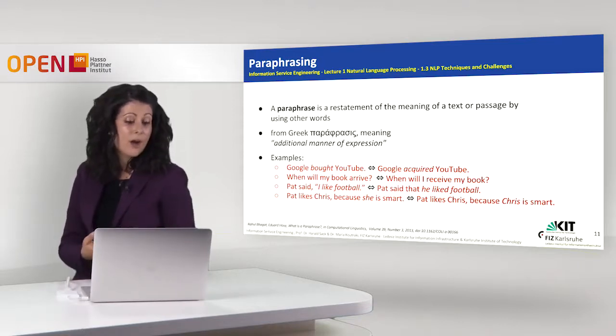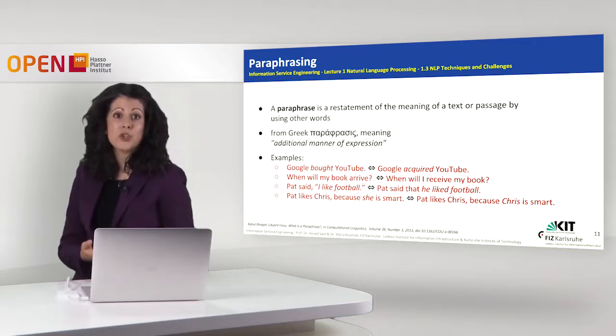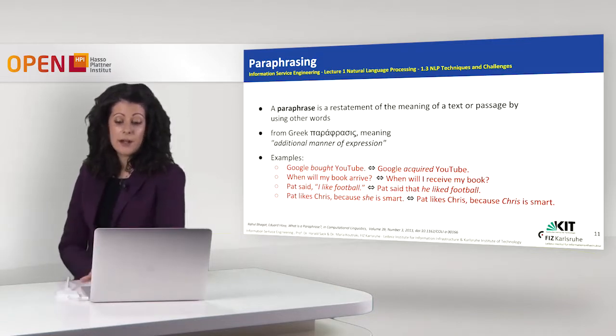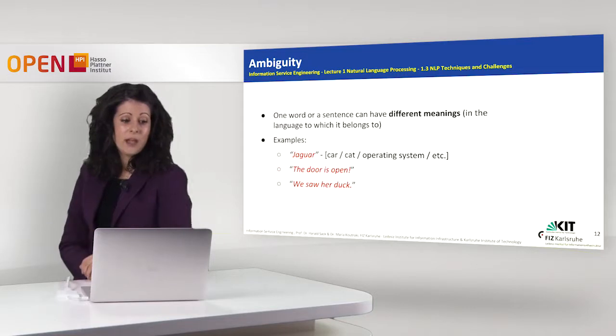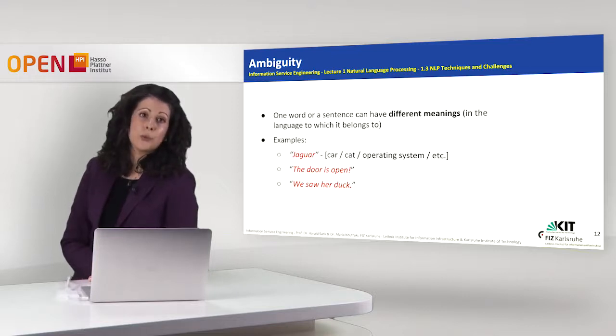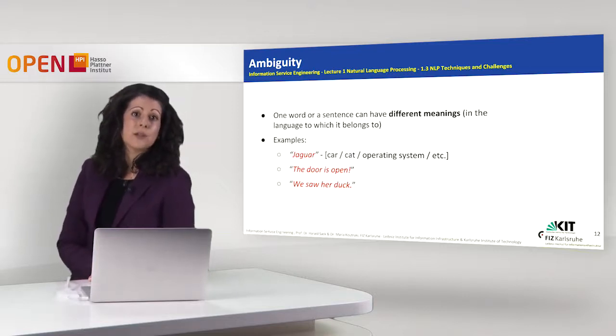And then we have, when will my book arrive? Which is paraphrased to, when will I receive my book? Exactly the same meaning, but slightly different expression. And then we go to ambiguity. Ambiguity is probably the biggest challenge we face when we cope with natural language text.